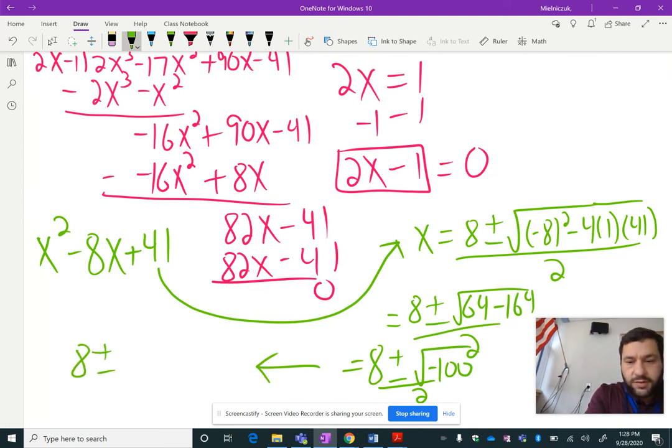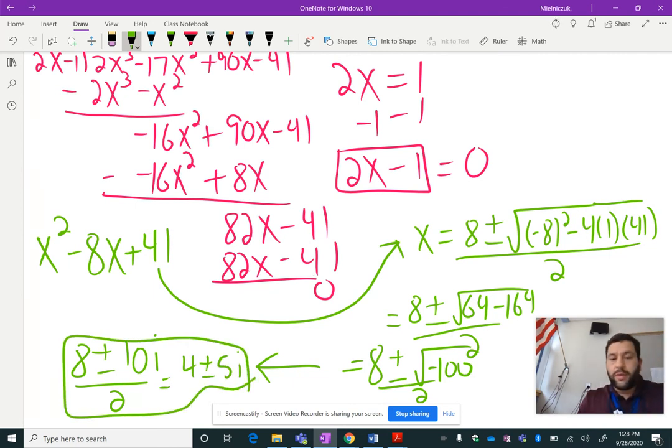So this will equal 8 plus or minus 10i over 2. Everything is divisible by 2, so we get 4 plus or minus 5i. Whew, that was tough.